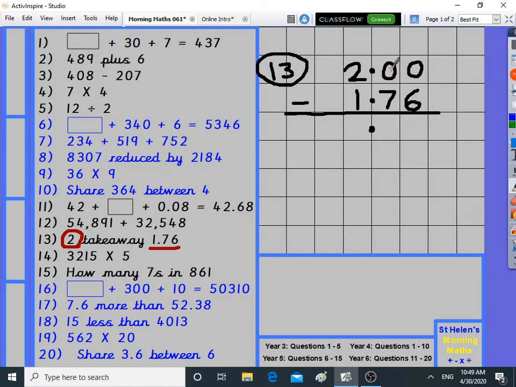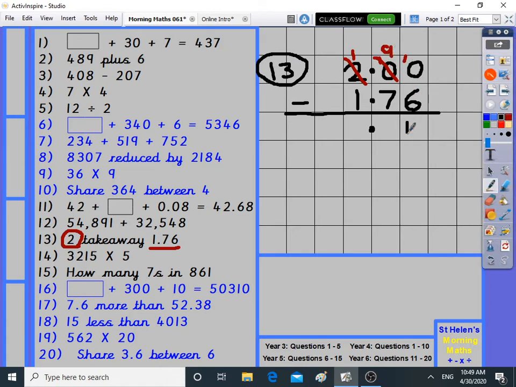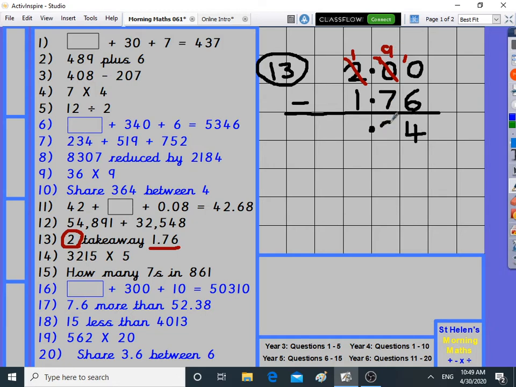You've got to move along, get some help. You have to go all the way to the 2. Goes down to a 1, lends 1 here. Now this 0 needs some help, and it can get some help from this 10, which goes down to a 9, and there's a 1 here. 10 take away 6 we can do, that's 4. 9 take away 7 is 2. 1 take away 1 is 0. So it's 0.24. So I could say 2 take away 1 and a bit left us just a bit.